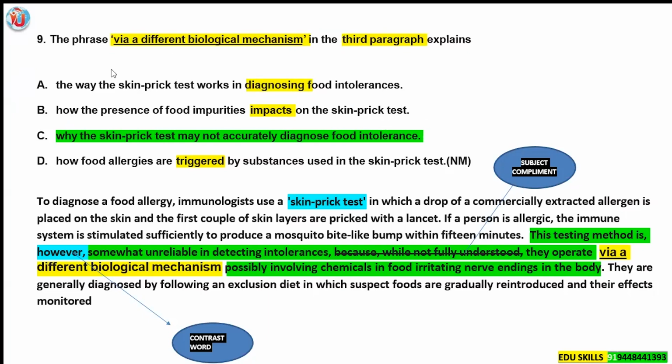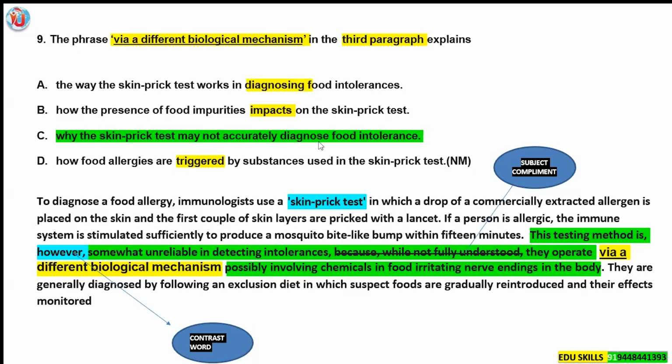It's not giving the meaning of the phrase via a different biological mechanism. So we are eliminating. Next, answer option D. How food allergies are triggered by substances used in the skin prick test. It is not relating to the phrase. So the correct answer option is answer option C.